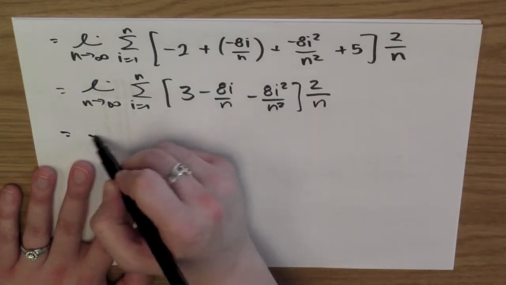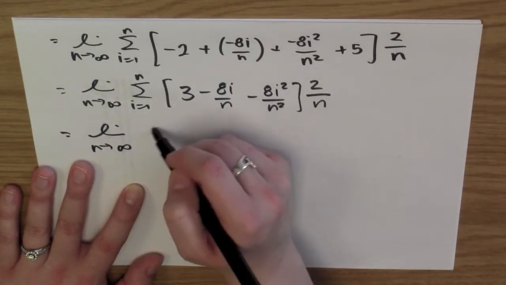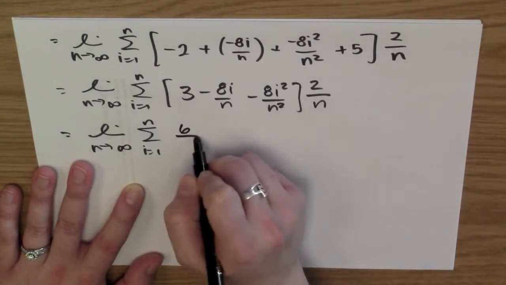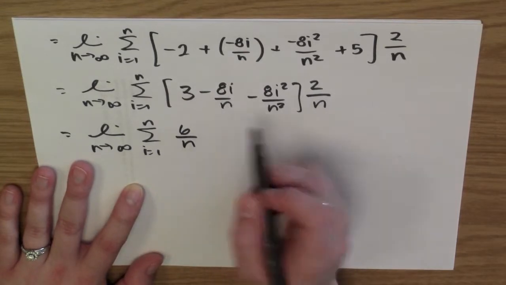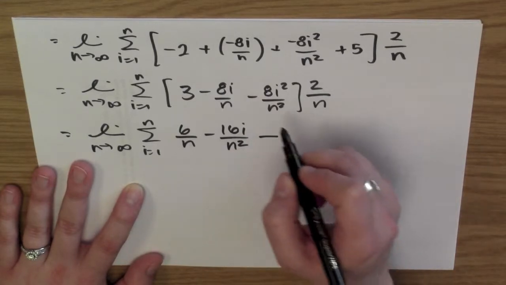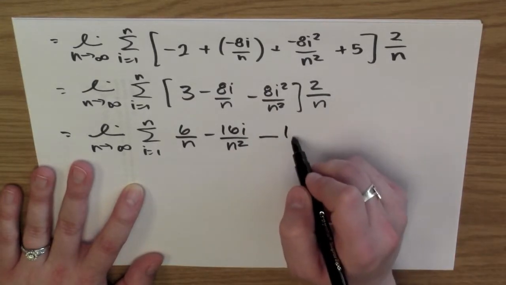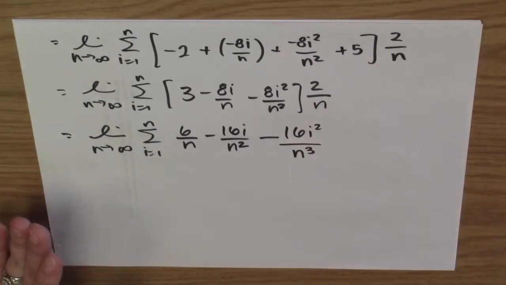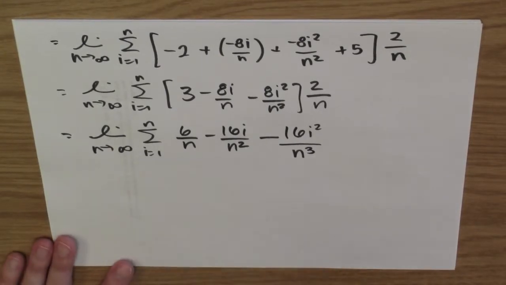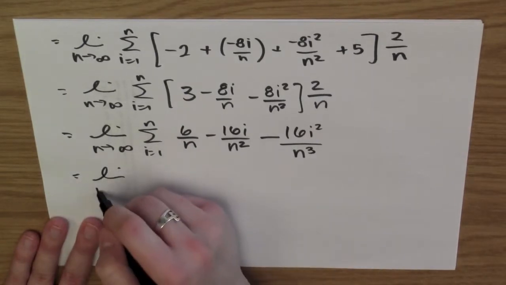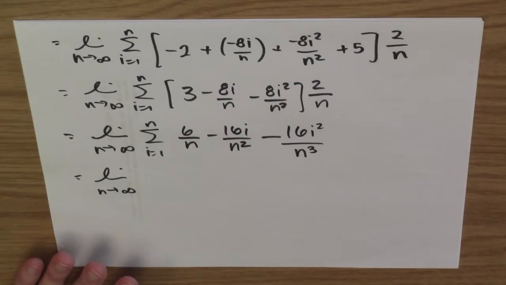So let's distribute the 2 over n. So I get limit as n approaches infinity, sum from i equals 1 to n. I have 3 times 2 over n, that's 6 over n. I have negative 8i over n times 2, that's minus 16i over n squared. And then the last term, I multiply by 2 over n, I get negative 16i squared over n cubed. Okay, so this is looking pretty good, and I feel better about actually being able to do the sum in this case. So I have now, using some of my rules for sums, limit as n goes to infinity.